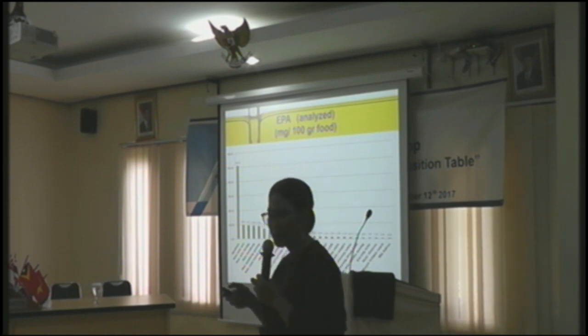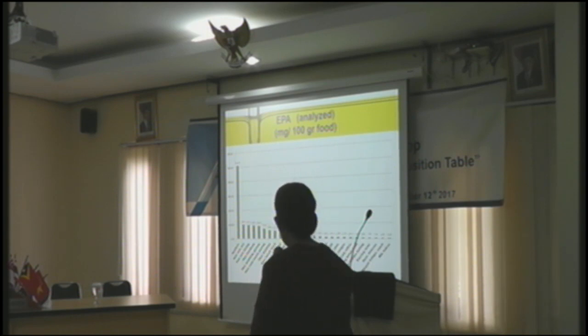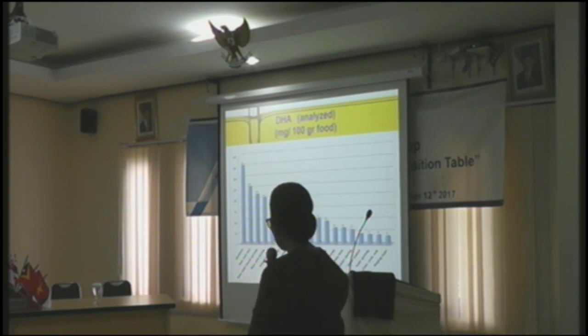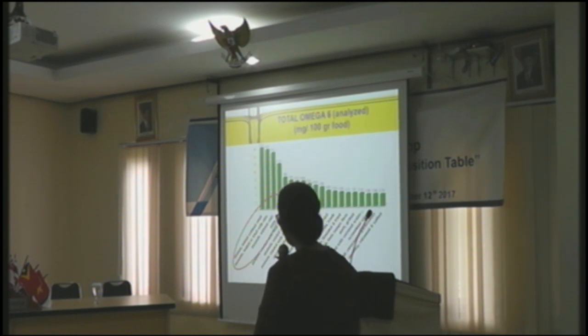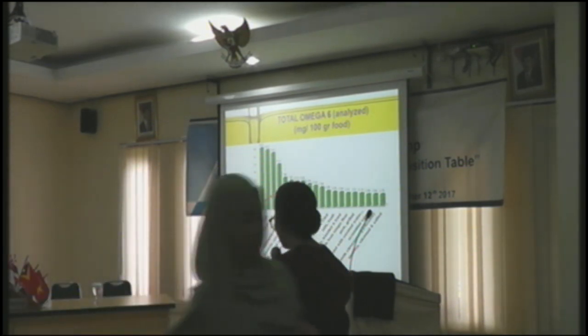Sardine is tuna or mackerel? Mackerel, yeah. And then for the DHA, again the highest is sardine, and other different kinds of fishes also contain DHA. And then for the omega-6, it is again from the nut. This is peanut and baked peanut. Palm oil is also considered as high content of omega-6. The palm oil that you consume.